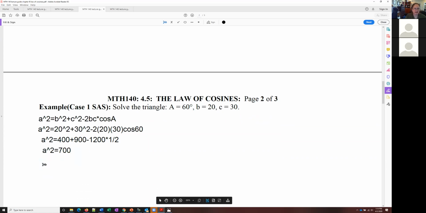And since a is the side of a triangle, I know a has to be positive. So a will be the square root of 700, which is about 26.5.